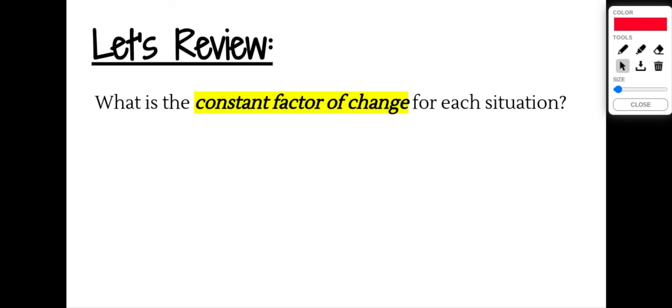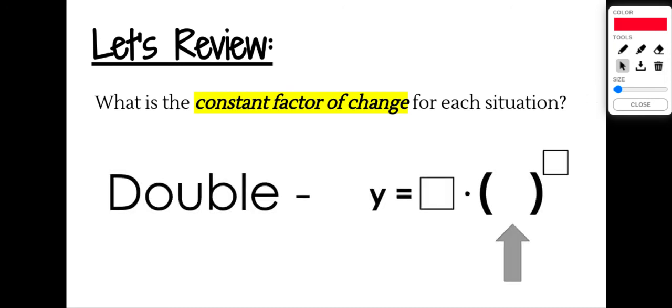Okay, let's review. We're going to pull it all together here. I'm going to be giving you some situations, and you're going to tell me what is the constant factor of change for each situation. So if you are asked to double something, what would be your factor of change right here? What would be your B value if you're asked to double? Great. If you said 2, you are right. So if I'm doubling something, I want to put a 2 right here in this spot.